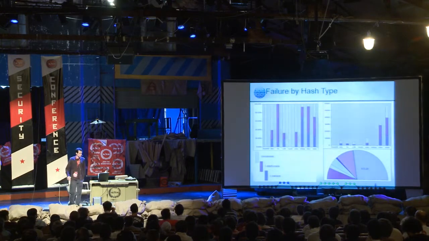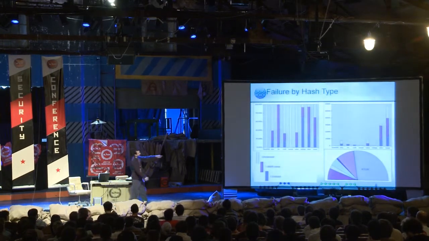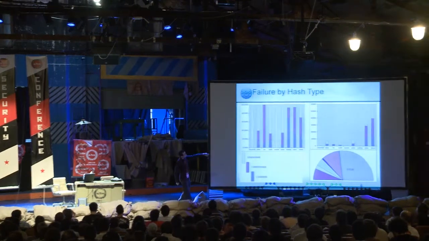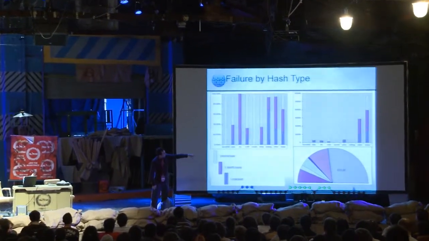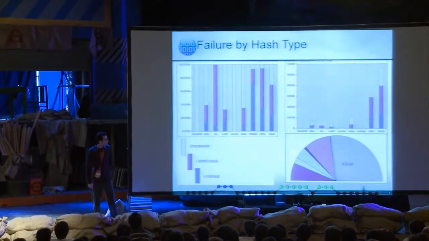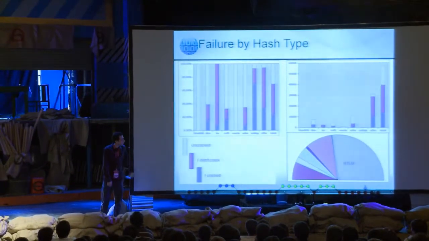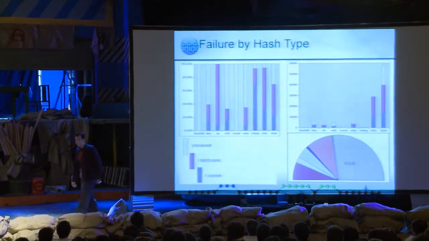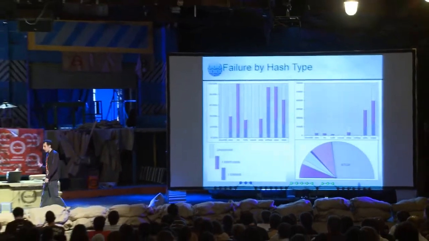This breaks down my failure into more graphs. In the bottom right, you can see that most of the hashes were NTLM. And in the upper right, you can see that purple bar. Those are passwords I didn't crack that someone else did. So NTLM is where I really failed. But NTLM is a very fast hash function.